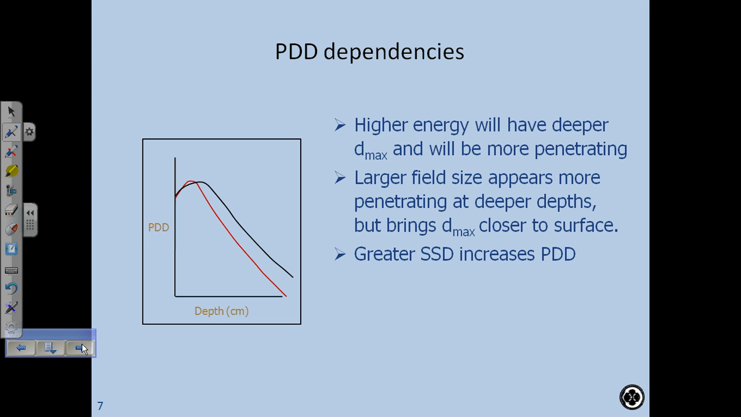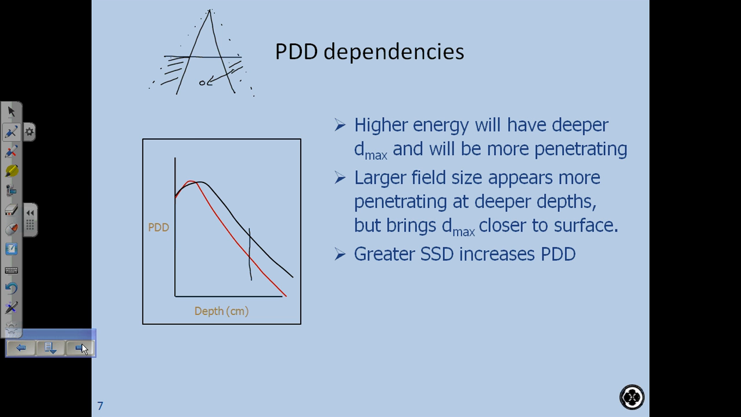So if you're now creating more scatter by opening up the field size, you're making more photons available to be measured. Here's a small field size, and here's the chamber that's measuring. Here's the surface, and you measure a PDD. And now you increase the field size. As you do this, you're creating all this extra volume here that's available to scatter into the chamber. So that wasn't there before. So that's why it looks more penetrating. It's just more dose because of this extra scatter.